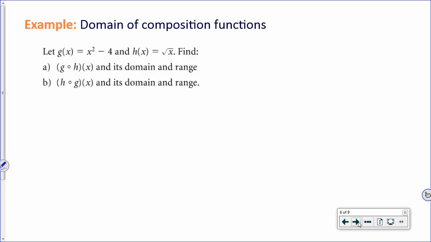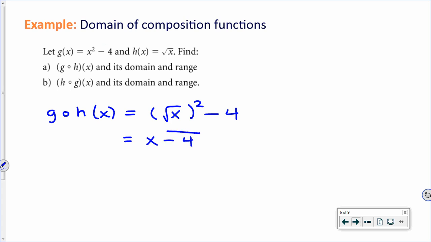So here we have a function g of x and a function h of x. The first order, when it says g open circle h like that, it means to put the h function into the g function. So that means, in order to do g of h of x, I'd be starting with the g function, which is x squared minus 4. But in place of the x, I will be putting the h function, which is root x. And when I simplify that, I have square root of x squared, and that would lift off the square root, and I'd be left with x minus 4. And this is the final composition of the two functions, and it's linear.